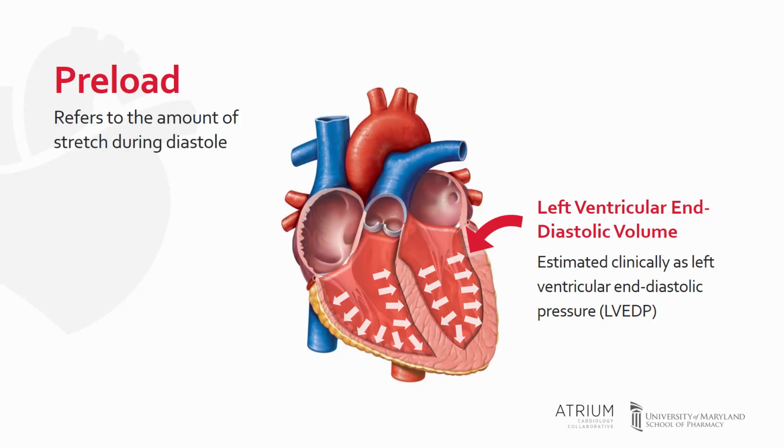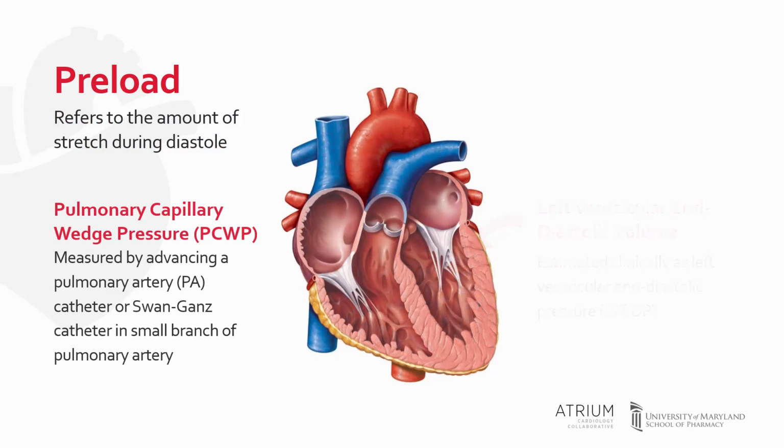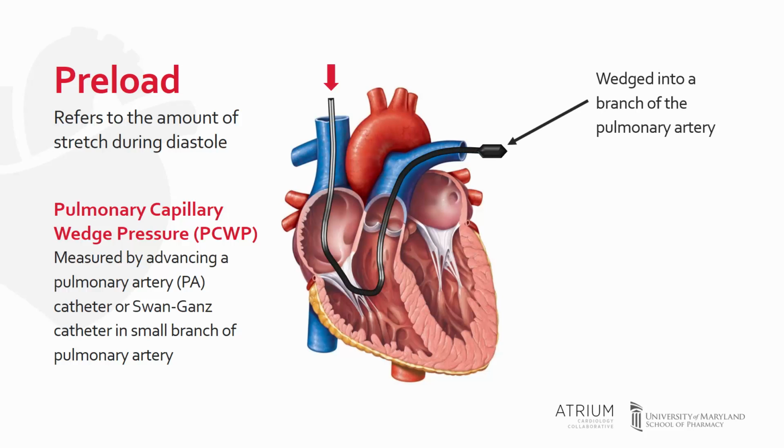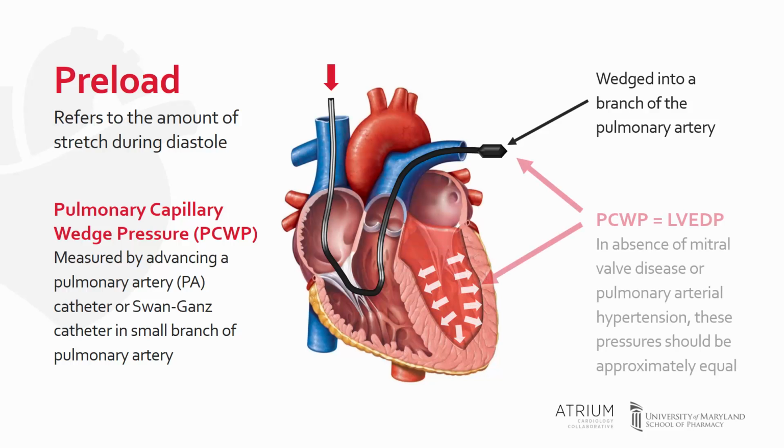Now, LVEDP is difficult to obtain directly, but it can be estimated by obtaining the pulmonary capillary wedge pressure. The wedge pressure can be measured by inserting a pulmonary artery catheter, also known as a Swan-Ganz catheter, through the right side of the heart where it can be wedged into a branch of the pulmonary artery. Now, because the cardiovascular system is a closed system, in the absence of mitral valve disease or pulmonary arterial hypertension, the wedge pressure should be approximately equal to the LVEDP.